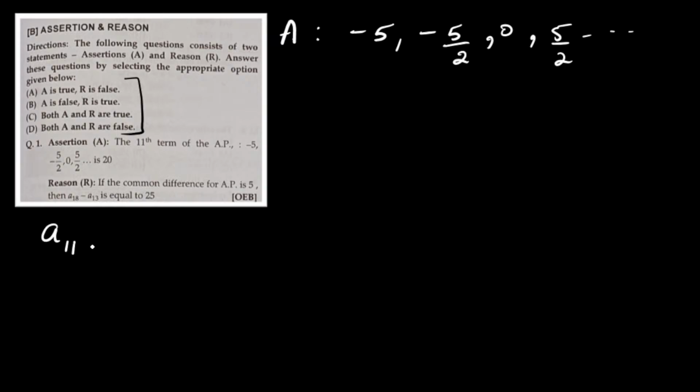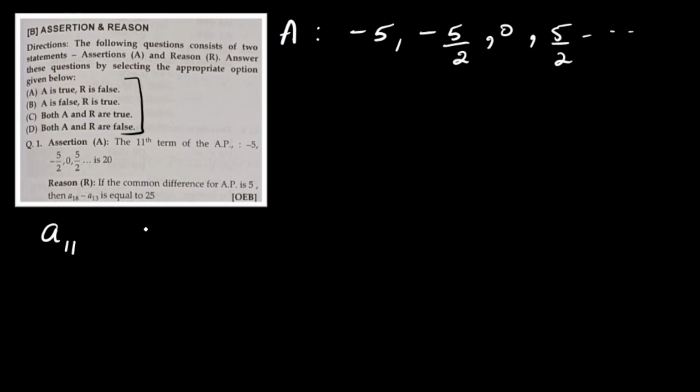So what is given to us? Let's see the first assertion statement. In the assertion statement, it's mentioned the 11th term of the sequence is 20. One sequence is given to us: minus 5, minus 5 by 2, 0, 5 by 2, and so on. They are telling us that if we find A11 of this sequence, it will be 20.